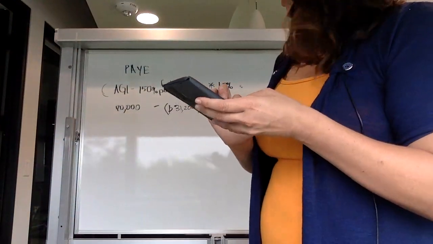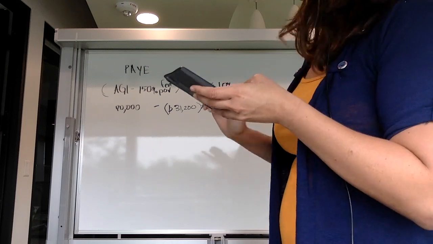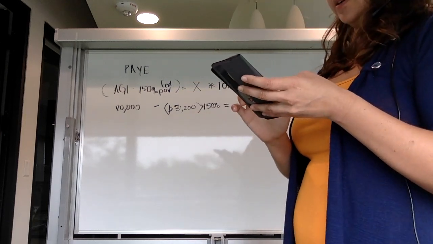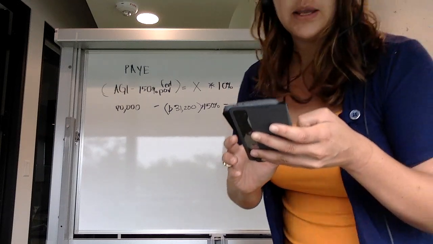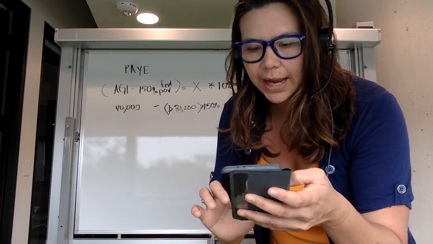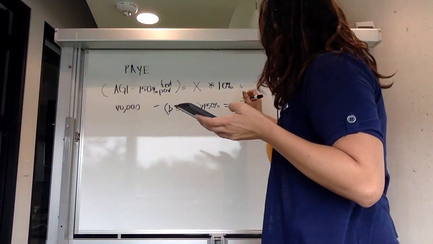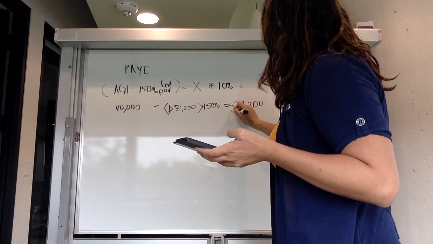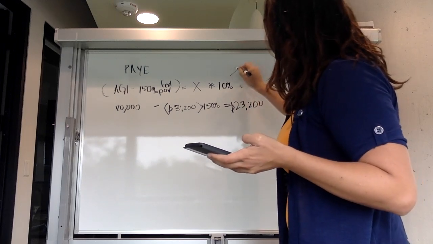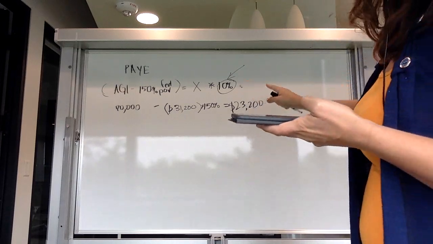I'm going to set down the camera. Let me double check. 31,200 times 150% is 46,800, and 70,000 minus 46,800. And the adjusted gross income, by the way, you can get on your taxes. So again, it is 23,200, right?